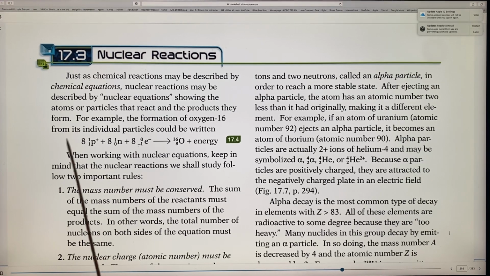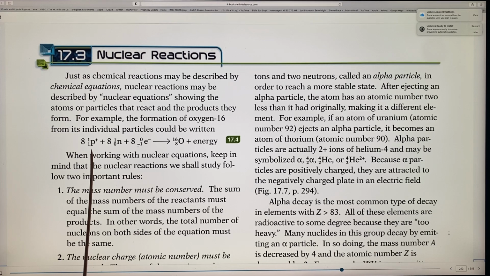Here's an example. We have 8 protons, and the protons have atomic weight 1 and positive charge 1. The 8 neutrons have weight 1 and no charge. Then we have the electrons, 8 of them, with no weight but a negative charge. You add these all up and you get 16 over 8, oxygen, plus, again, remember we talked in the last section about energy. So we're working with nuclear equations.